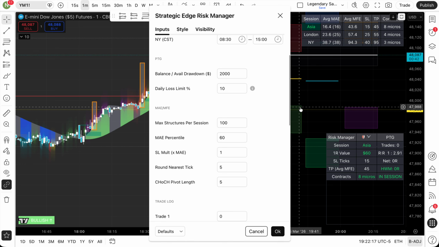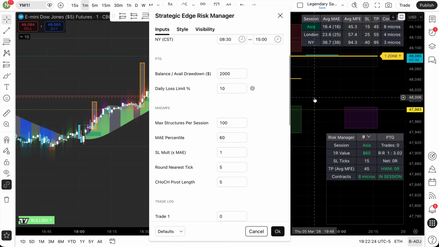If you utilize the tool as it's intended, you'll stop yourself from making decisions that ruin accounts, and you'll protect your upside when your edge is expressing itself positively.